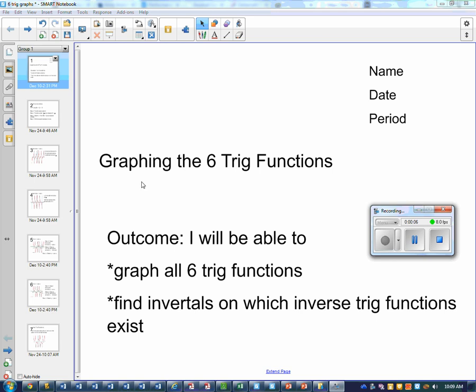The title of this note is Graphing the 6 trig functions. You're going to be able to graph all 6 trig functions, and you're going to find intervals on which the inverse trig functions exist.